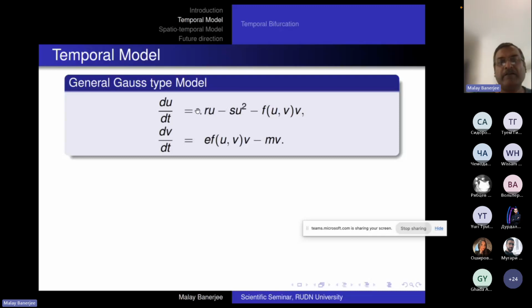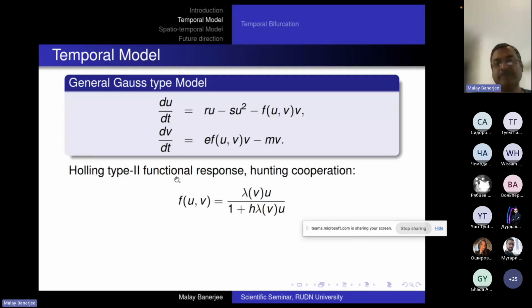So this is a prey-predator model where prey follows the classical logistic growth law, and F(u,v) is the functional response, the functional form which describes the type of interaction between prey and predator, or we can say the grazing pattern of the prey by the predator. And here we assume m is the linear intrinsic death rate for the predator and e is the conversion efficiency. So for this model, the particular functional response I am going to consider is the model with cooperative hunting. For that purpose, the basic functional response is the Holling type 2 functional response. And for hunting cooperation, this lambda v comes into the picture. That means the attack rate somehow depends upon the predator density.